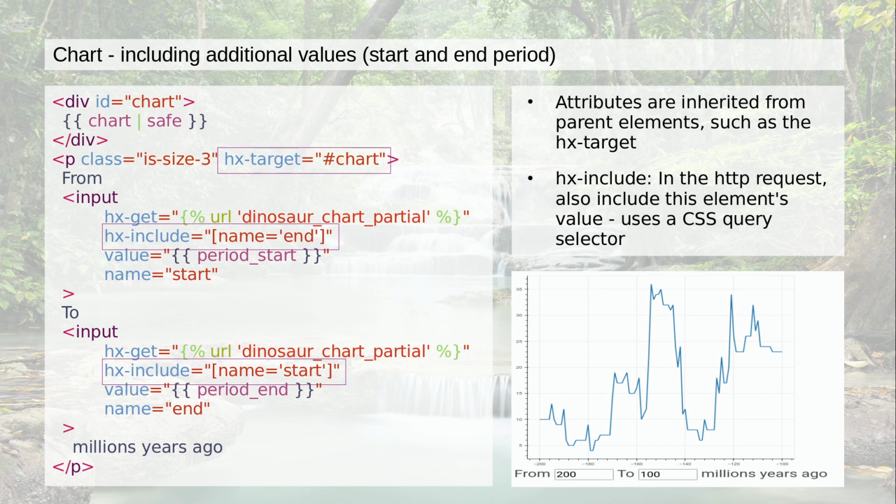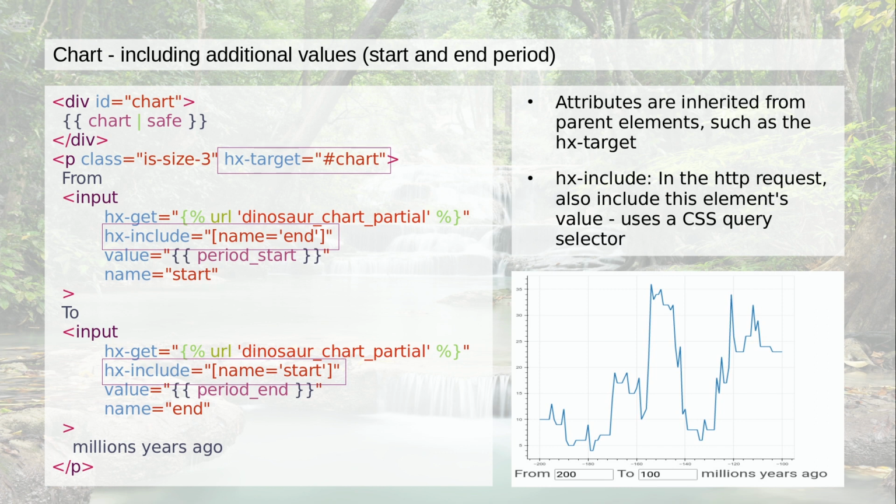So by default, as I told you in the previous slide, htmx includes the value of the element that has just changed. So for the first input that's listed there, which is the starting one, we say, okay, also include the end value. And for the second input, which is the end value, also include the start value. So you can specify other things to include as part of the information that is sent back to your backend.